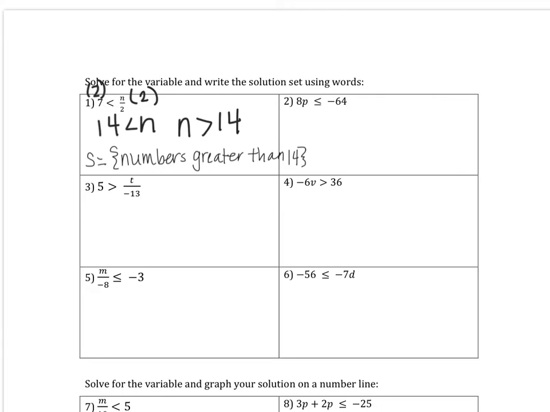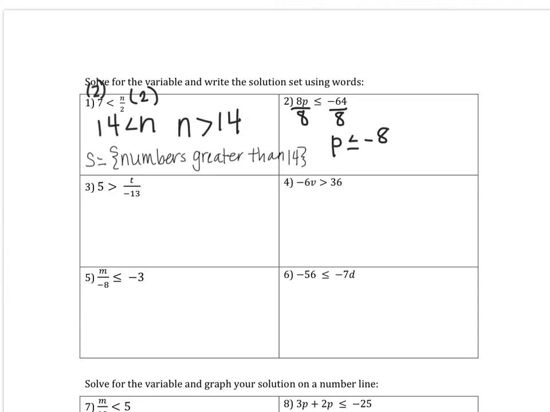Okay, now let's take a look at number 2. 8p is less than or equal to negative 64. So I'm going to divide both sides by 8. And I get p is less than or equal to negative 8. And I would write out S equals numbers less than or equal to negative 8 as my solution set, like I did over here. But I'm not going to write that out since it takes too much time.